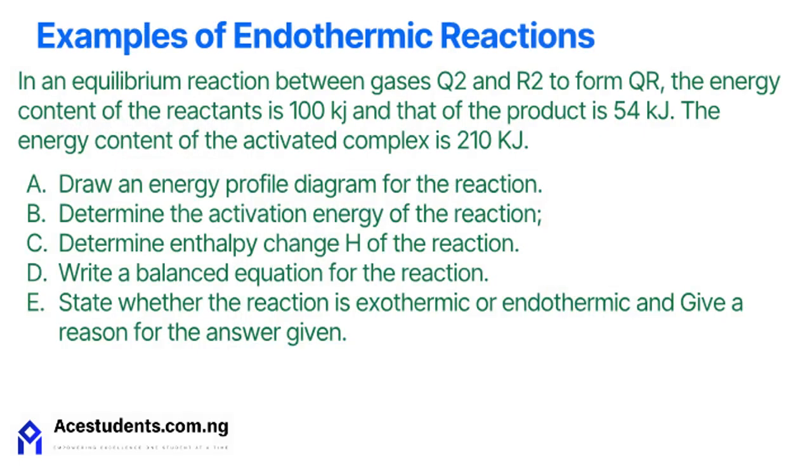We are given a reaction between the gases Q2 and R2 forming the product QR. The energy content of the reactants is 100 kilojoules. The activated complex has an energy of 210 kilojoules. The products have an energy of 54 kilojoules. Our tasks include drawing an energy profile, finding the activation energy, calculating the enthalpy change, writing the balanced equation, and deciding whether the reaction is exothermic or endothermic with a reason.